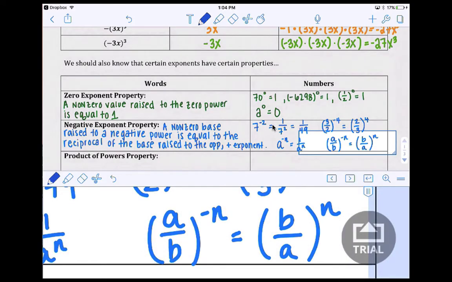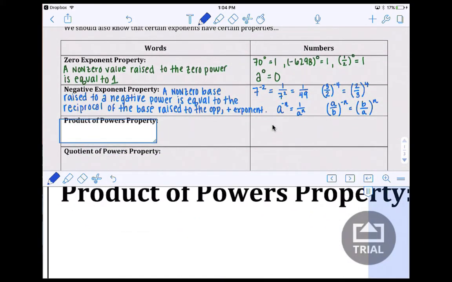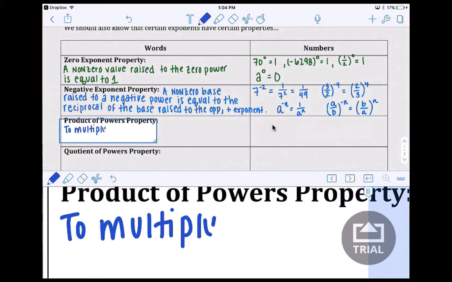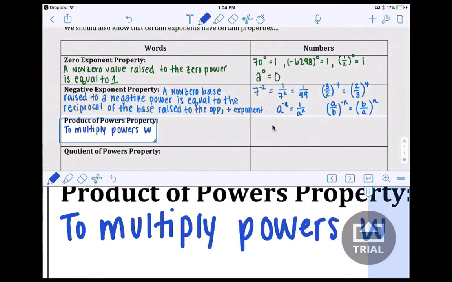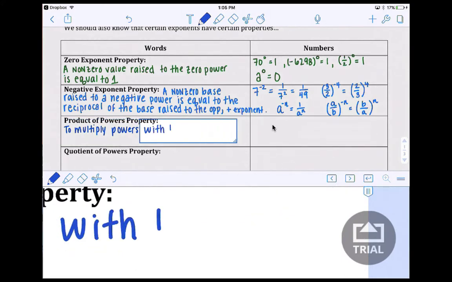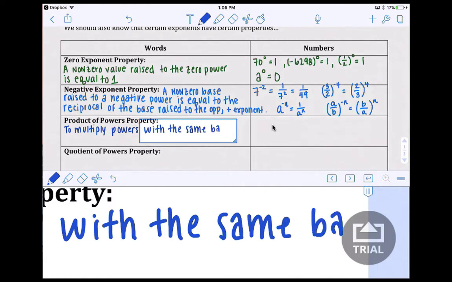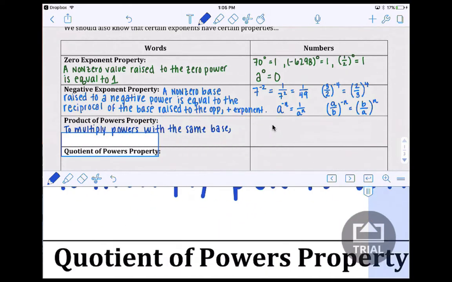So the next one is called the product of powers property. So now we're going to get into changing things from multiplication to addition, division to subtraction. Oh, there's my Snapchat noise. So, product of powers property. To multiply powers with the same base, you're going to add the exponents.